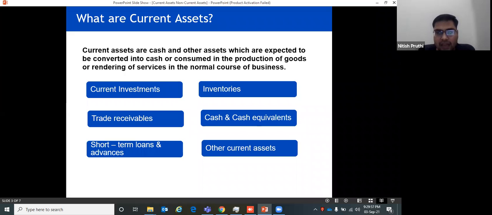So you see, we have till now understood 5 heads: current investments, inventory, trade receivables, cash and cash equivalents, and short-term loans and advances. Now anything which is for a shorter period of time but not classifiable under these 5 heads is classified under other current assets.